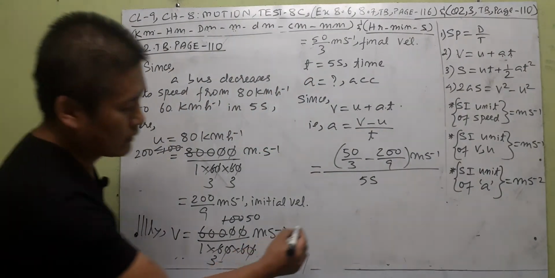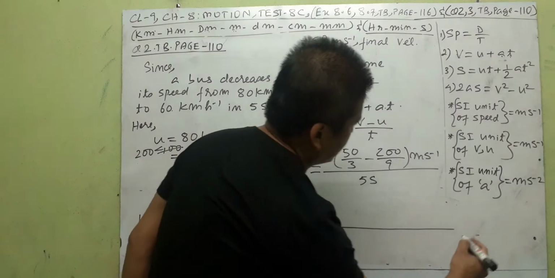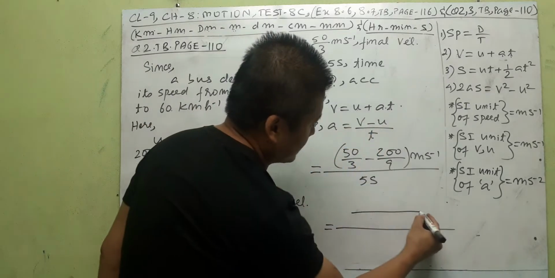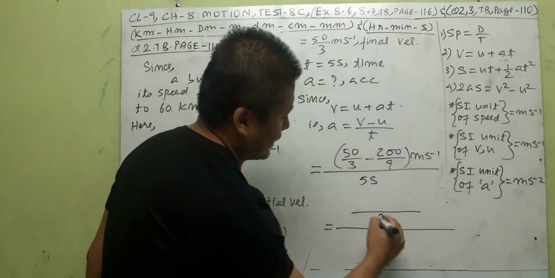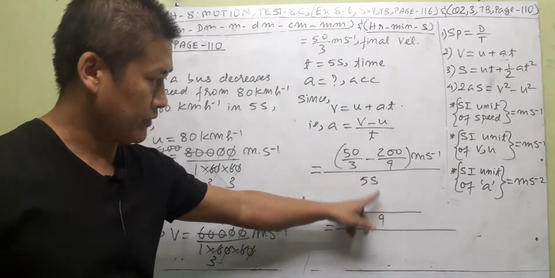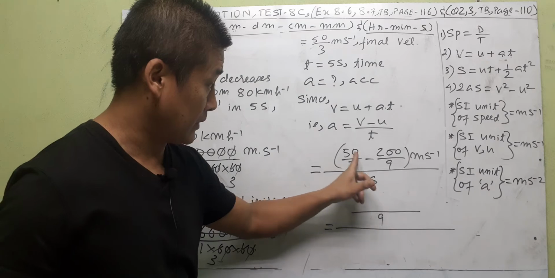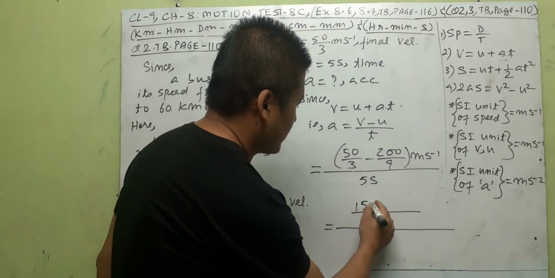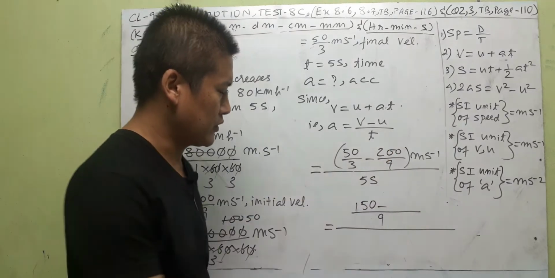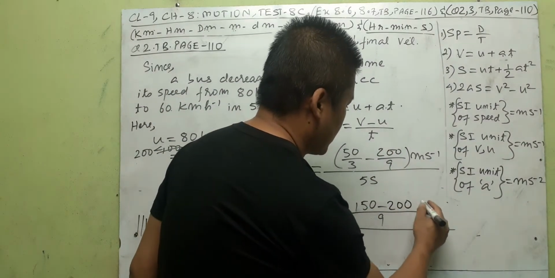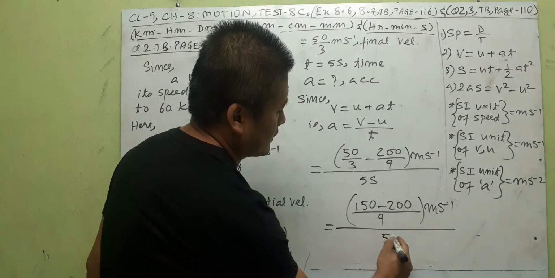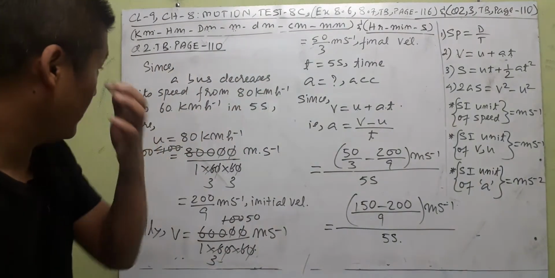Now write again equal, put a long line first, and let us deal with the upper part of the long line, the fraction there. 3 and 9 denominator LCM is 9. Then 3, how much is 9? That's right, 3 3s are 9. So 3 that multiplied to 50 is 150 minus 9 ones are 9. So that 1 will multiply the numerator 200, becomes 200, and bracket meter per second. Down here is a 5 second. Okay, so we can continue.